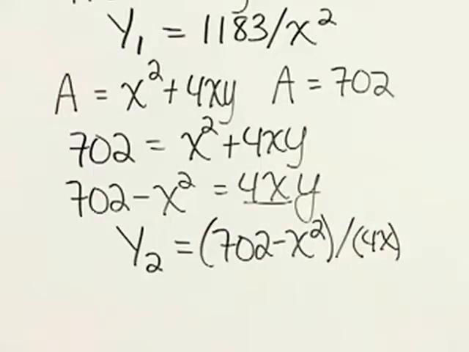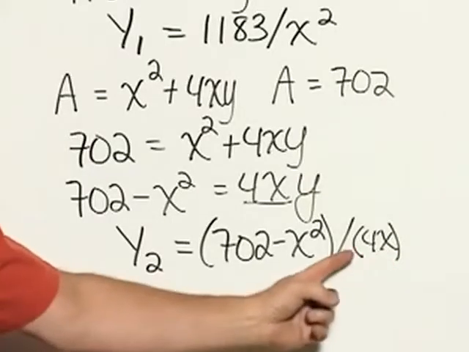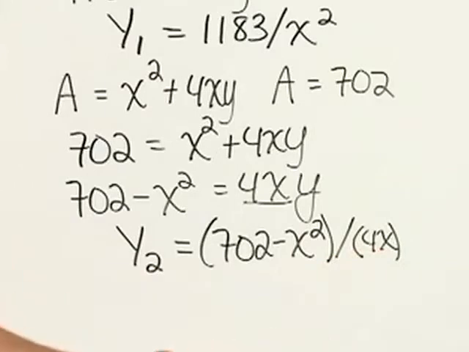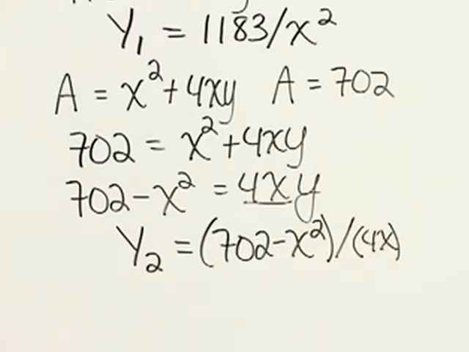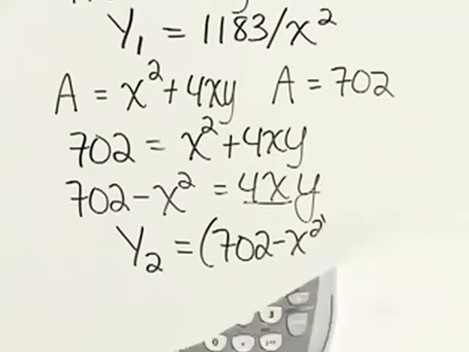And it's very important that we put this in parentheses, because if we were just to put slash 4x, it would look at it as divide by 4, multiply by x. So now let's go enter these into the calculator and find where those two graphs intersect.